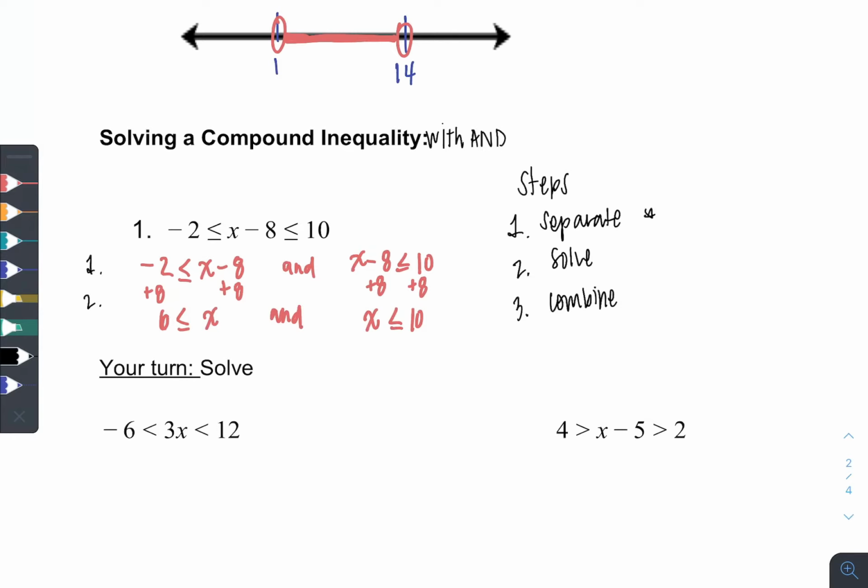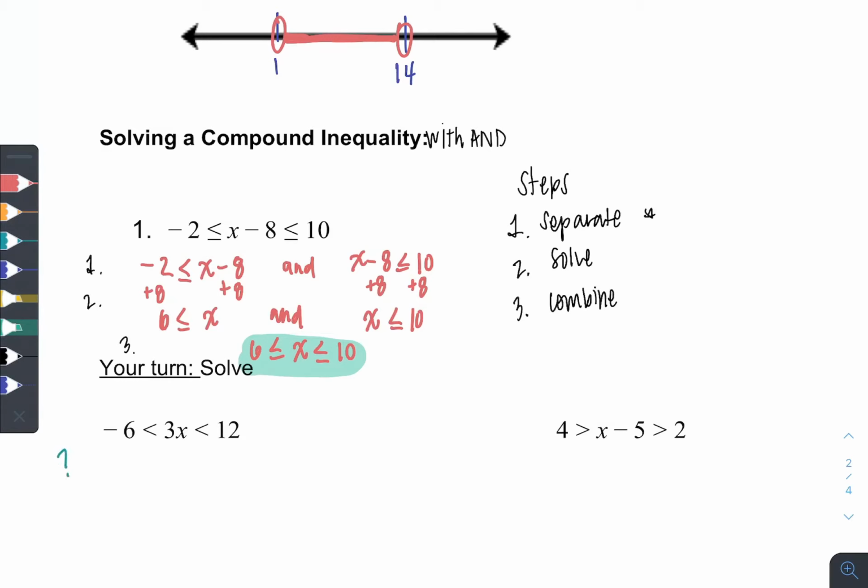And then step 3 is to combine them again. So we get 6 is less than or equal to x is less than or equal to 10. So that right there is our solution. So go ahead and do the next problem on your own.